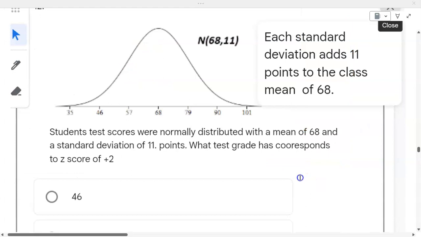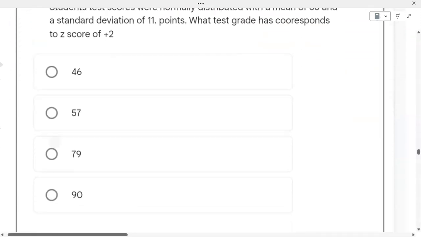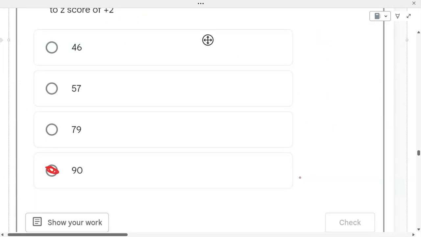Okay, student test scores were normally distributed, so same thing. What test score corresponds, looks like I misspelled corresponds there, to a z-score plus 2. So each one of these is one z-score. So this would be a +1, this would be a +2. So that would match up with 90. That would be 2 standard deviations above.